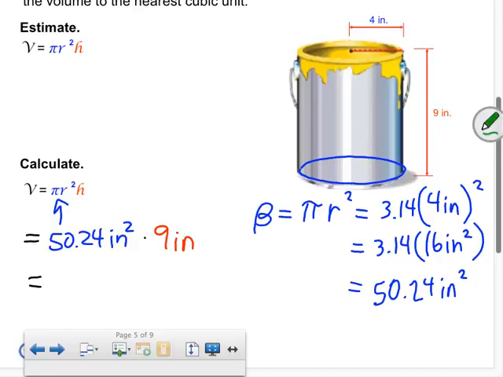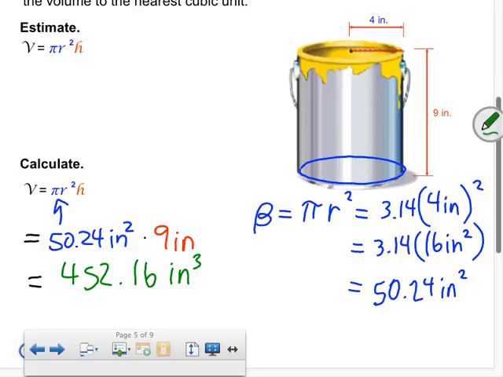Somebody I haven't heard from. Anea, do you have it? Sergio. 452.16 inches. That's correct, Sergio. 452.16 inches to the what unit? What exponent? Third power, right.